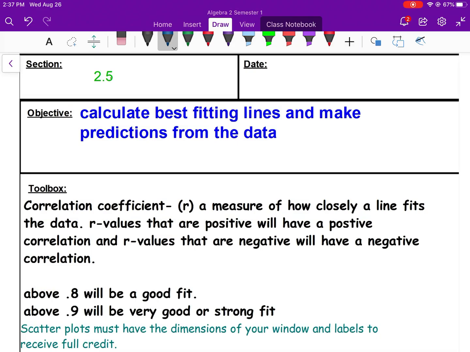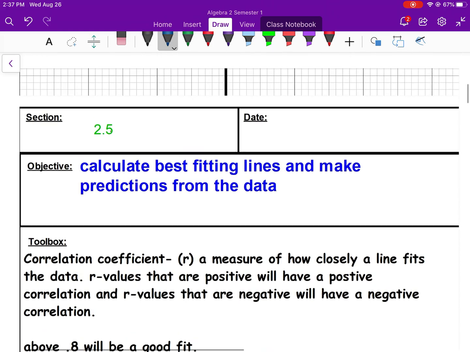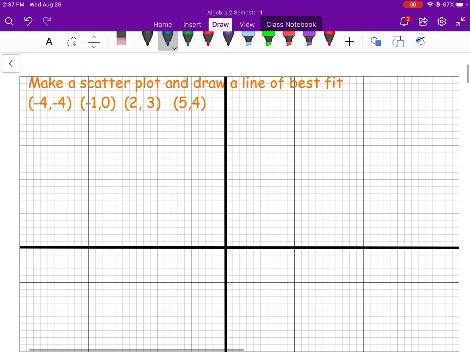Alrighty, we're going to look at Chapter 2, Section 5. This is calculating best fitting lines and making predictions from that data. Before we get started, we're just going to do a simple scatter plot.